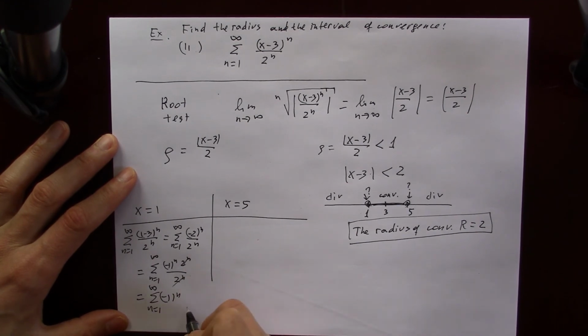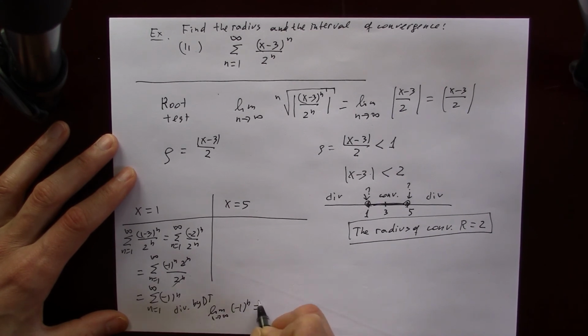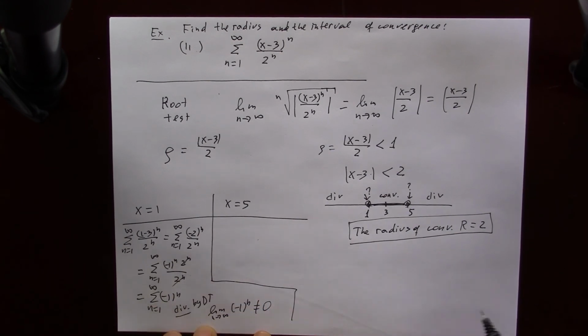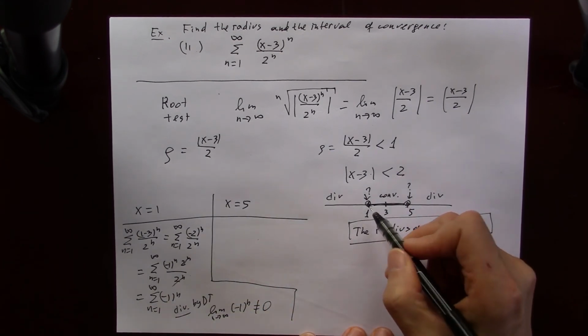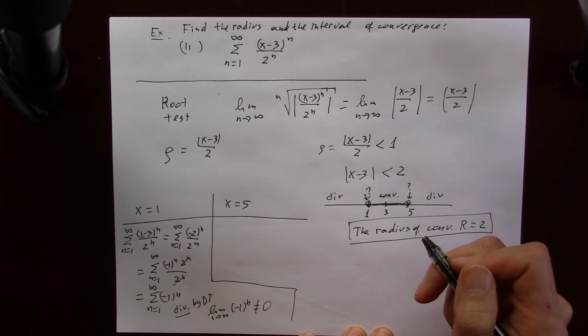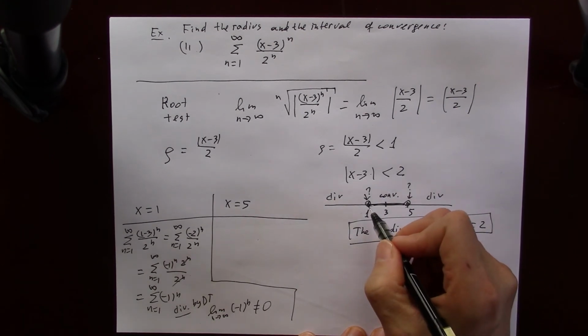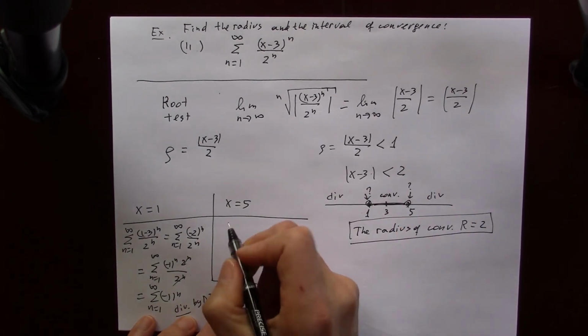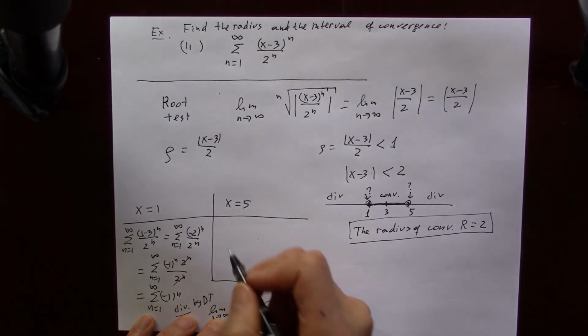And this series is going to be divergent by the divergence test, because if you look at the limit of (negative 1) to the n as n approaches infinity, that's not equal to 0. So when x equals 1, we got divergent. So we don't want to include x equals 1 in our convergence interval.